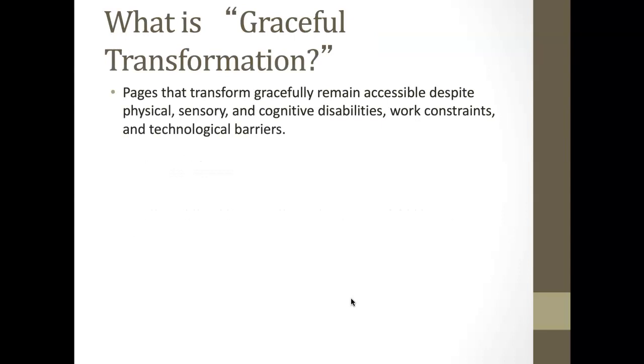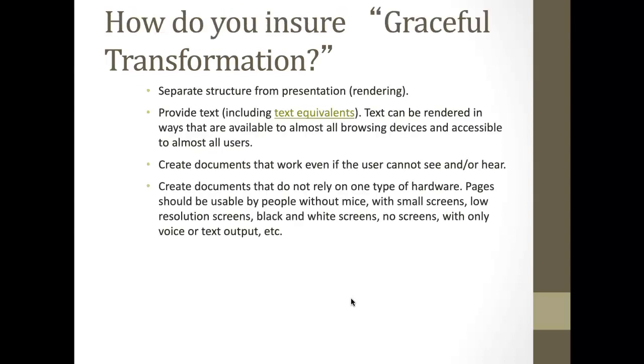Okay, so this is a little bit more on graceful transformation. The W3C defines graceful transformation as pages that transform gracefully and remain accessible despite physical, sensory, and cognitive disabilities, work constraints, and technological barriers. So no matter what, when we get down to the low level, when we have an Apple Watch, for example, which is a physical constraint, it still works. So again, it transforms gracefully from the top level to the lowest level and makes sure that everyone on all levels has access to the content.